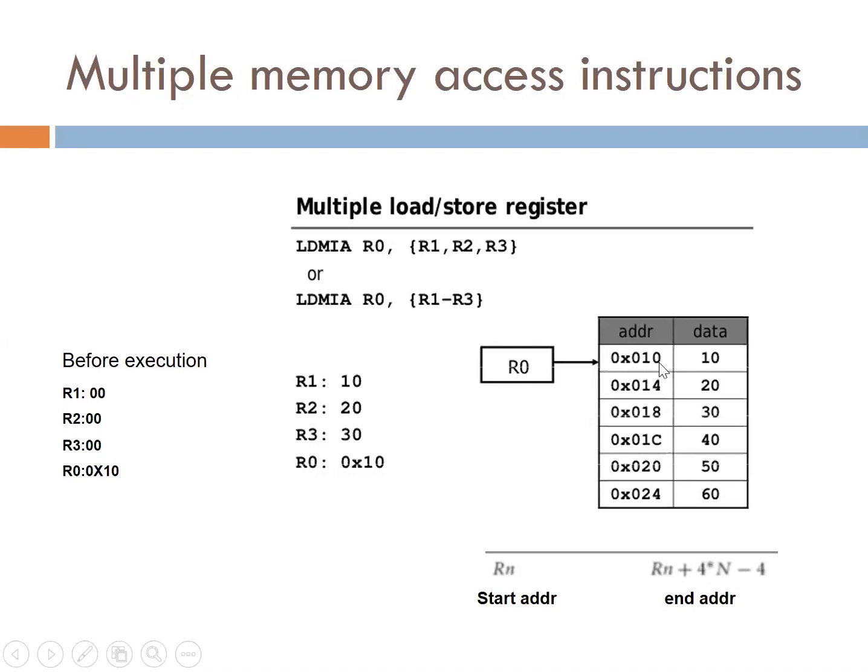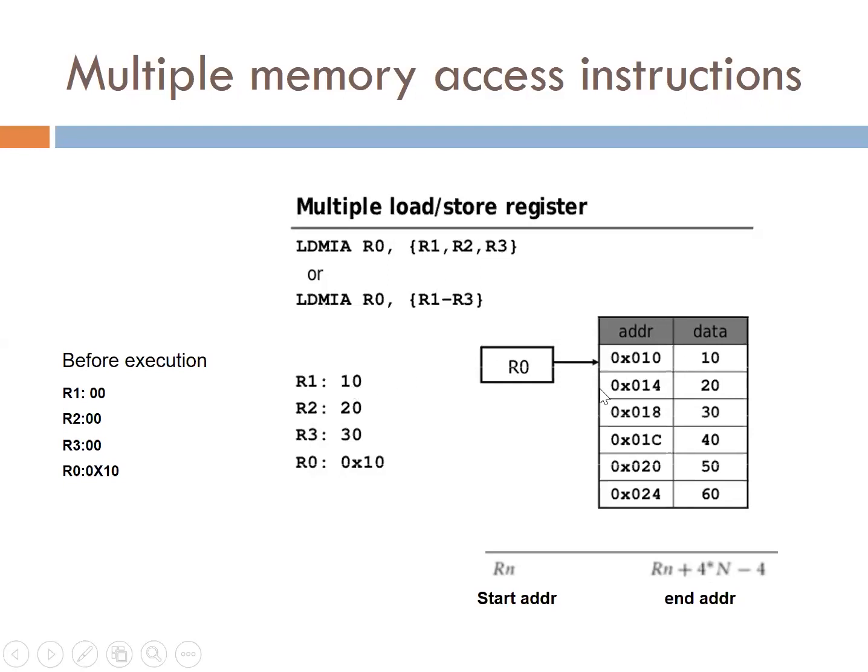From where to where do you need to load the data? You need to load the data from the memory to the registers. What is the operation? Load multiple registers, increment after. What is the first operation? You have to first load, then increment the address. So first, whatever data this memory address is pointing to, what is the data? It is 10. So 10 will first be loaded into the R1 register.